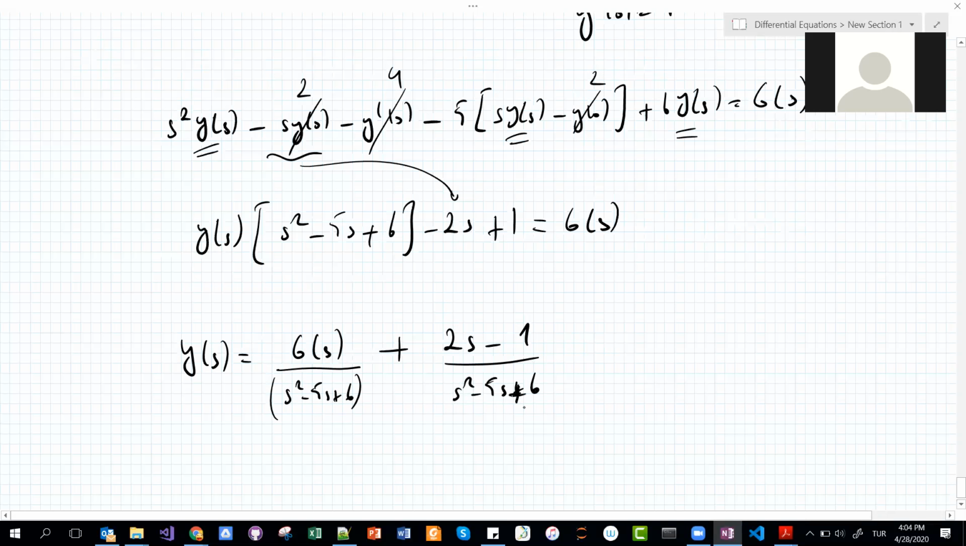Did you see that? Is there anything here? Do you have any problems so far? So now I need to take the inverse of both sides.